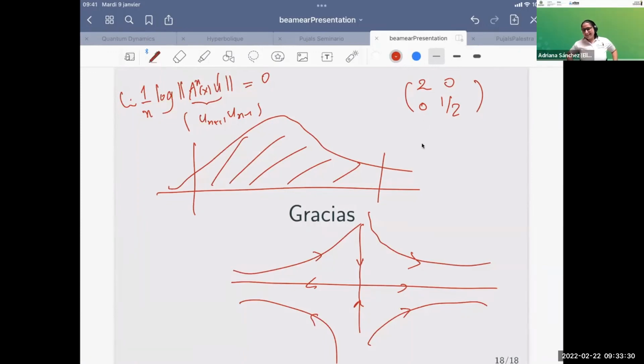Actually, I asked you this question because all the time when I give a talk, they always say, why do you study this? What's the application? Because it's very pure math. So everyone is like, okay, but what does it work for?